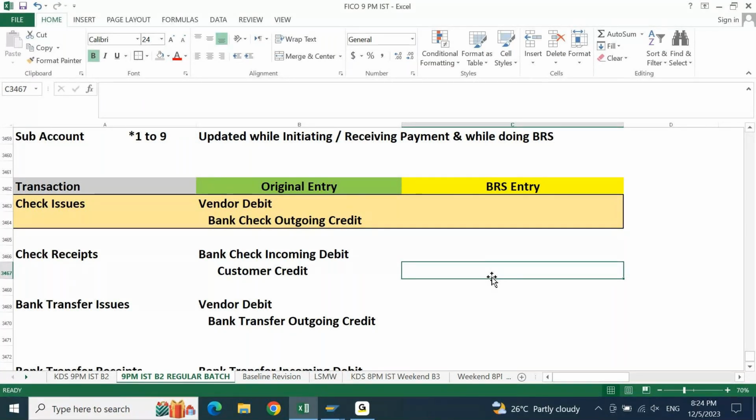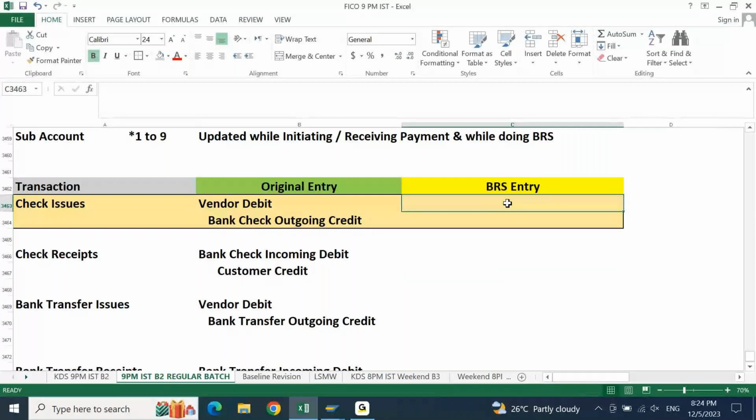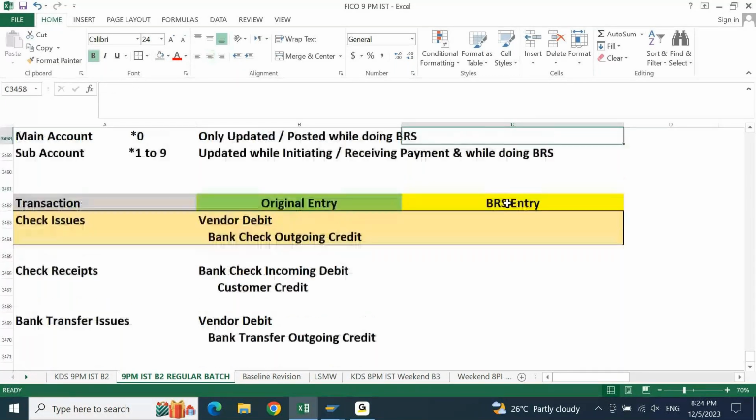The original entry is your bank check outgoing account. Now, when you're performing a BRS entry, this is within the bank. Your BRS entry is always within the bank. Within the bank, you are going to have two types of GL accounts: one is the main account, the other is a sub account. So your BRS entry is always between the bank GL accounts. No other GL will come in between. Purely bank-related GL accounts will be used during your BRS entry.